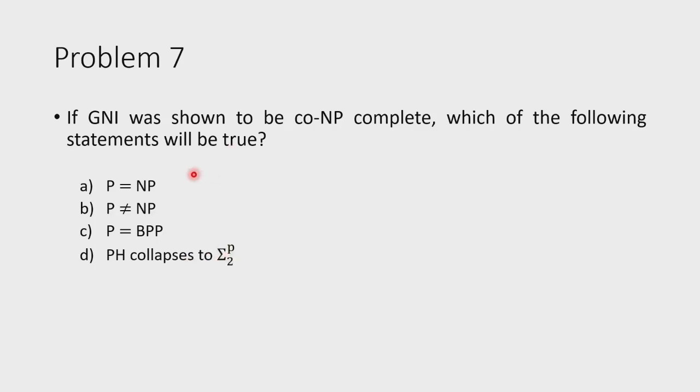So would you like to guess the answer of this question? If graph non-isomorphism is co-NP complete, then graph isomorphism will be NP complete. And then we can just use something we saw in the class.